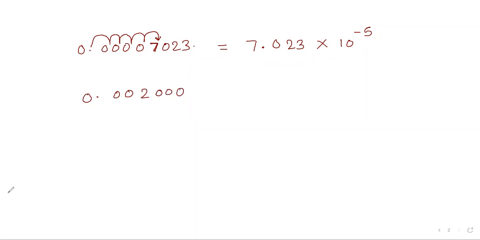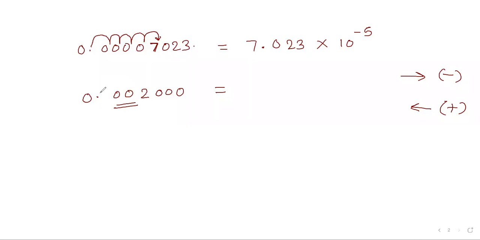0.002000 will be equal to what? 2 into 10 raised to minus 3. Is it a small number or a big number? Very, very small number, so it will be a negative power. The decimal point is shifting towards the right. So decimal goes towards right, negative power. Decimal goes towards left, positive power. Yes or no?